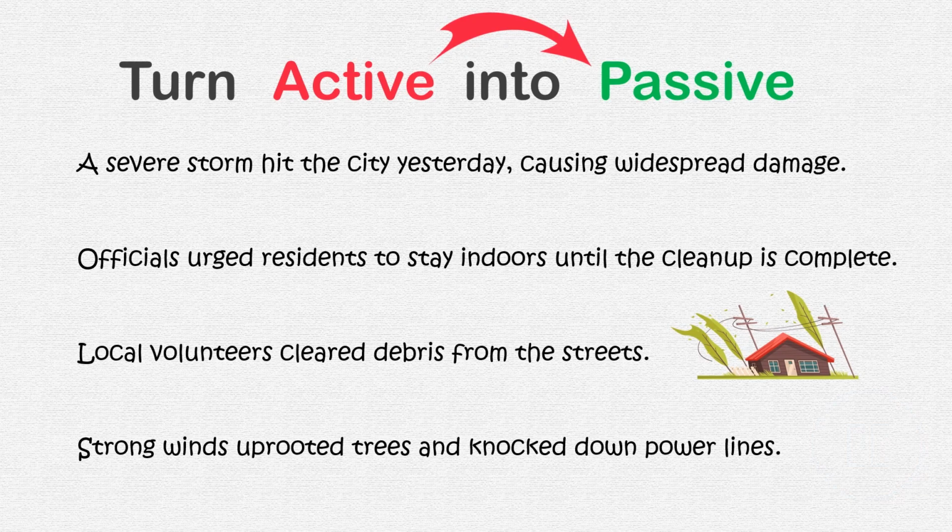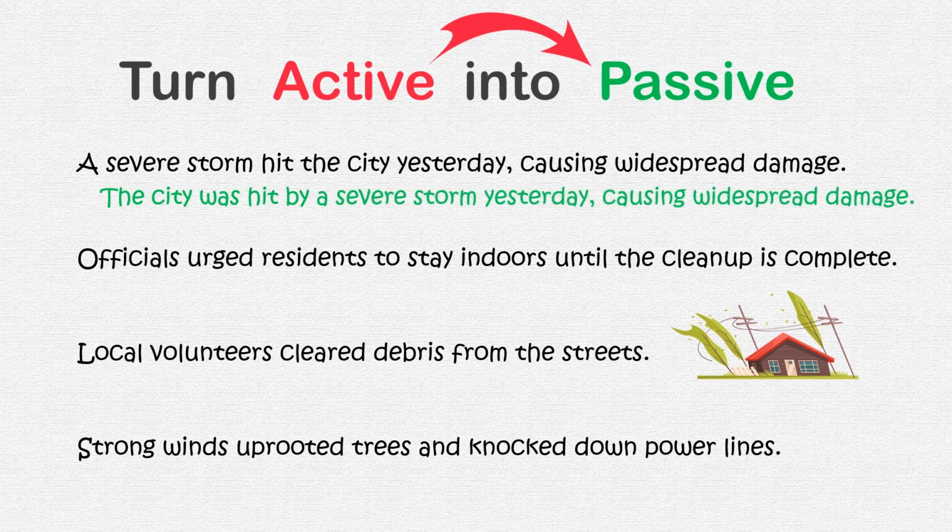The first. The city was hit by a severe storm yesterday, causing widespread damage. We know this is a passive voice sentence because the subject and the agent are different. The subject is the city, but the agent is a severe storm. In this passive voice sentence, the emphasis is now on the city.